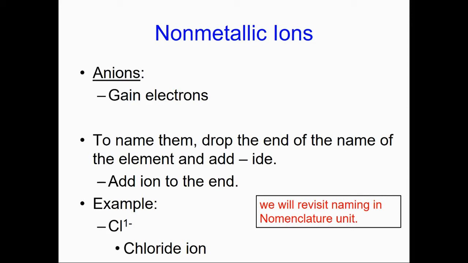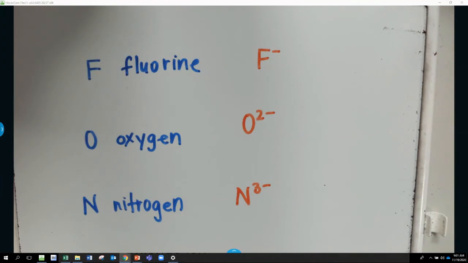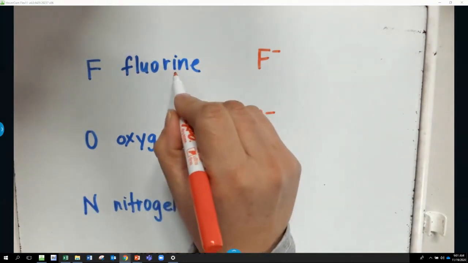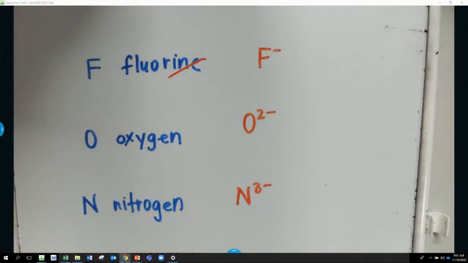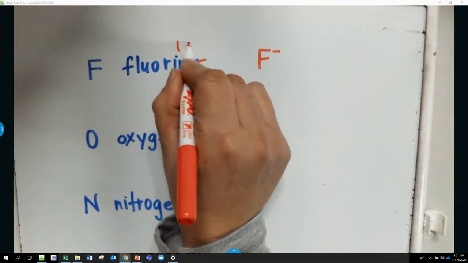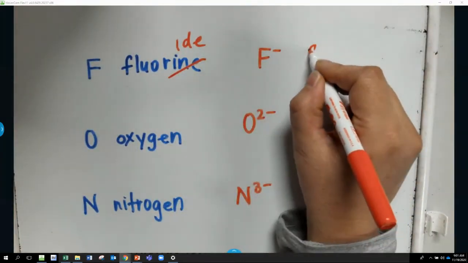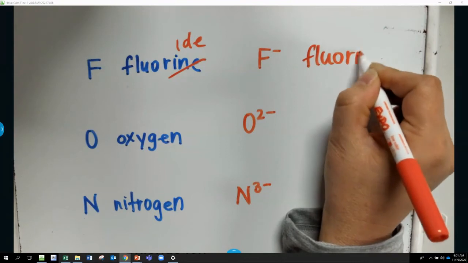So let's try a couple more examples. So here's fluorine. F by itself is a fluorine atom. It's one of your diatomics, so it should be F2. But this is a fluorine atom. If I were to name F-, so it's the fluorine atom with a negative charge, so it's gained an electron, I would knock off the end of the name and replace it with IDE. So this becomes fluoride.